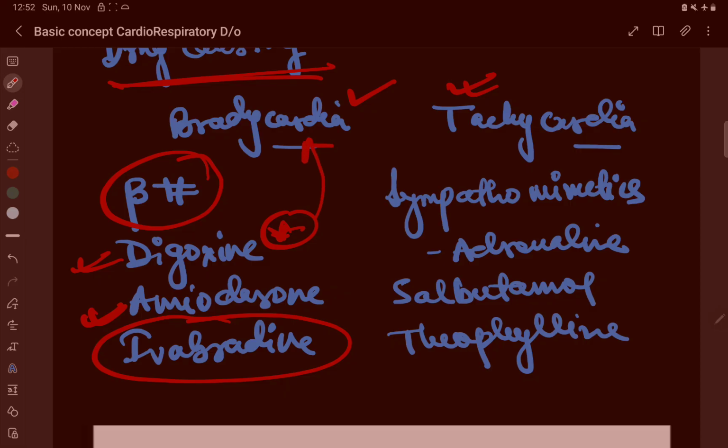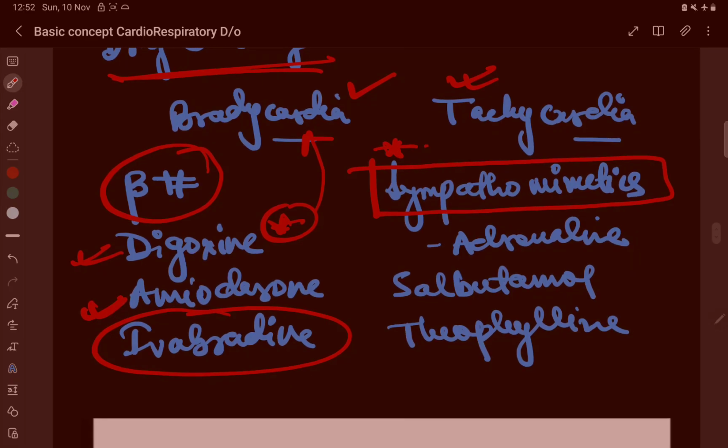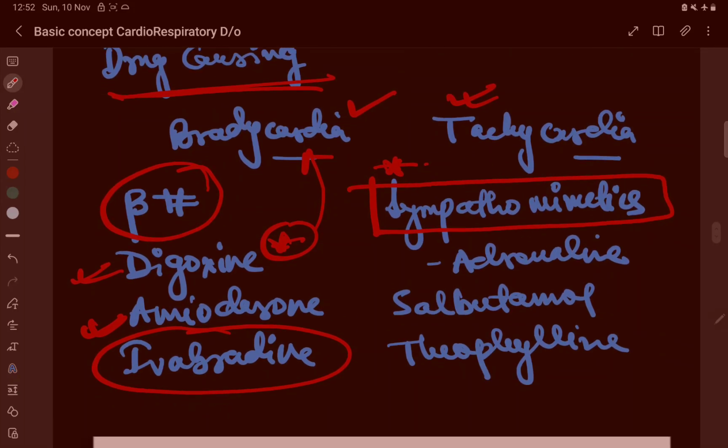Now for tachycardia, there are sympathomimetics. I think you remember in the ANS there are sympathomimetics. We have discussed many things in the ANS. So adrenaline is one of the important drugs, right? And salbutamol, again.